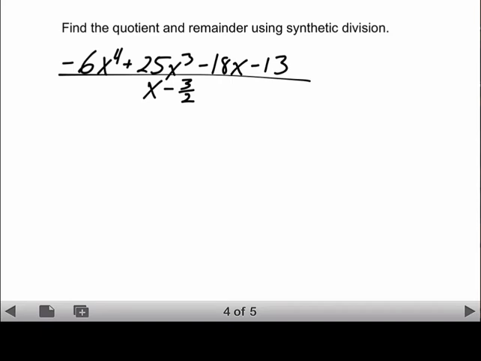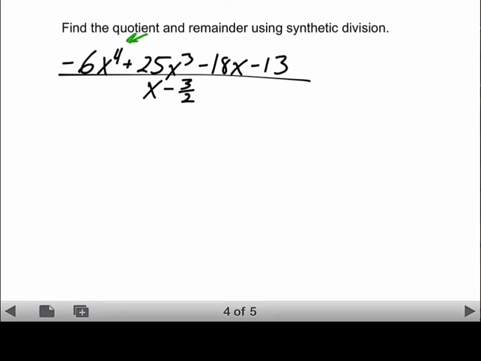Next, we're asked to find the quotient and remainder using synthetic division, and the expression is negative 6x to the 4th plus 25x cubed minus 18x minus 13 divided by x minus 3/2. Well, I see that the divisor is of the form x minus c, and in this case that c is going to be that 3/2, and I'm looking at exponents and I see that they are in descending order. They go from big to small.